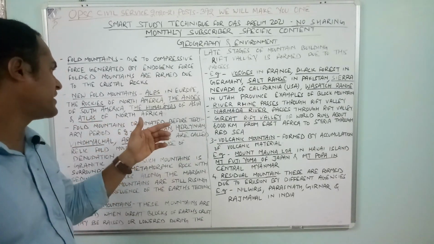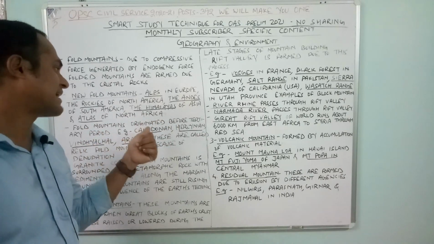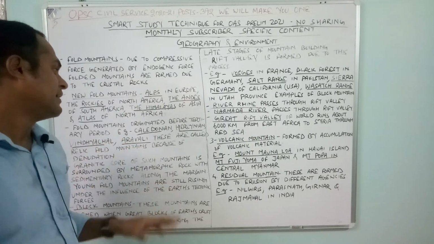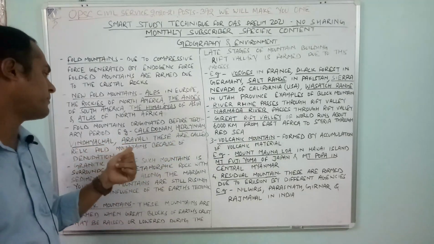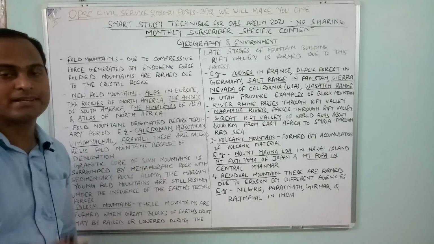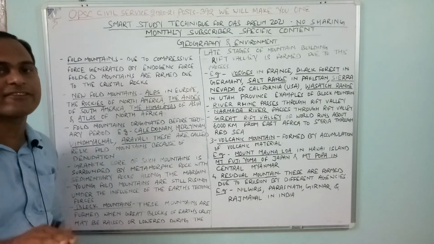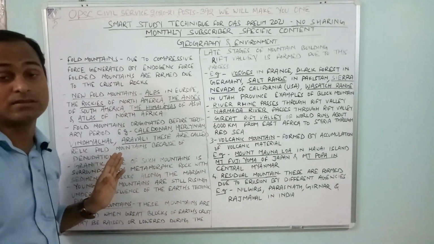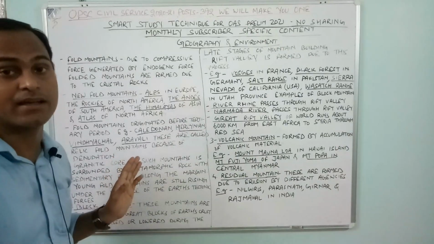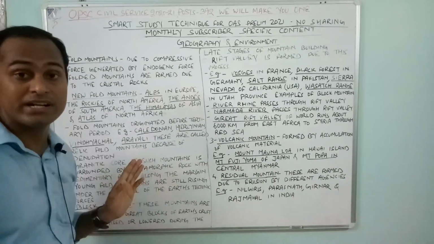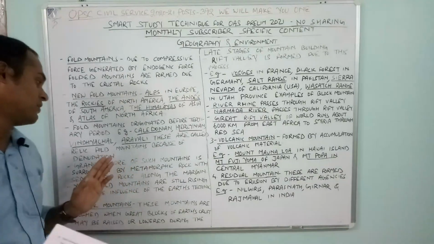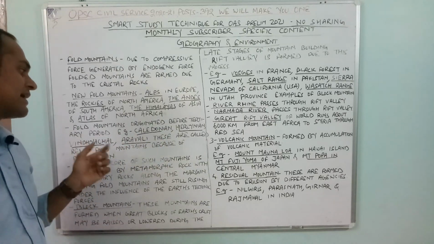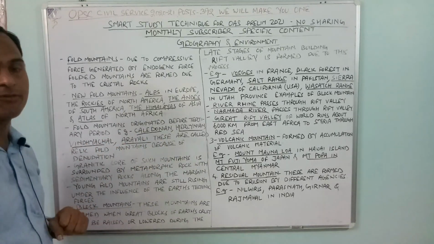Fold mountains that originated before the Tertiary period, that is Caledonian, Hercynian, Vindhyachal and Aravalli, are called relic fold mountains because of denudation. These all four are called relic fold mountains. Remember this: Aravalli Hills is one of the oldest fold mountains in the world. Caledonian, Hercynian, Vindhyachal, Aravalli, these are called old relic fold mountains.